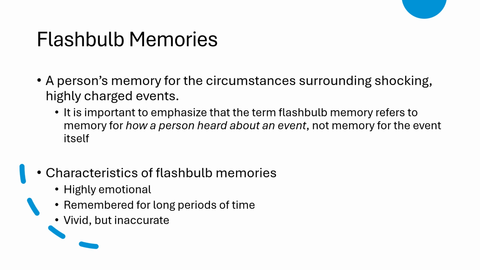My mother was born in 1960, so she would have a flashbulb memory for John F. Kennedy and Martin Luther King being assassinated. And again, what's critical is it's not a memory for that specific event, but rather the circumstances. So basically where you were, who you were with, the episodic memory for the circumstances surrounding the event.